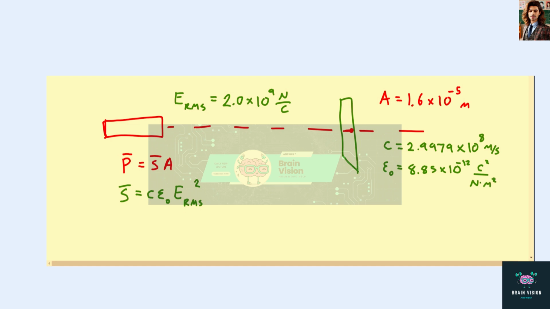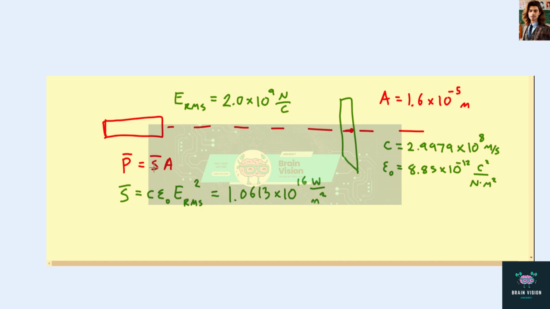Now that we have all of that, we can plug it in and solve for the average intensity. So I'm going to plug all that into my calculator, C times epsilon naught times the ERMS squared. And we'll get that the average intensity is equal to about 1.0613 times 10 to the 16th. And the units there are watts per meter squared.